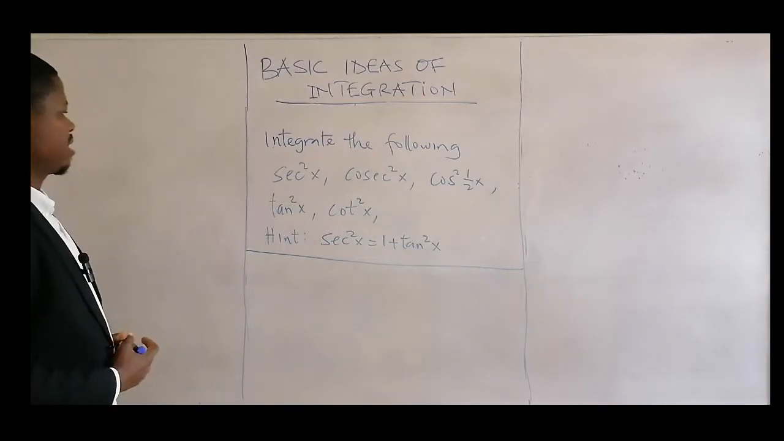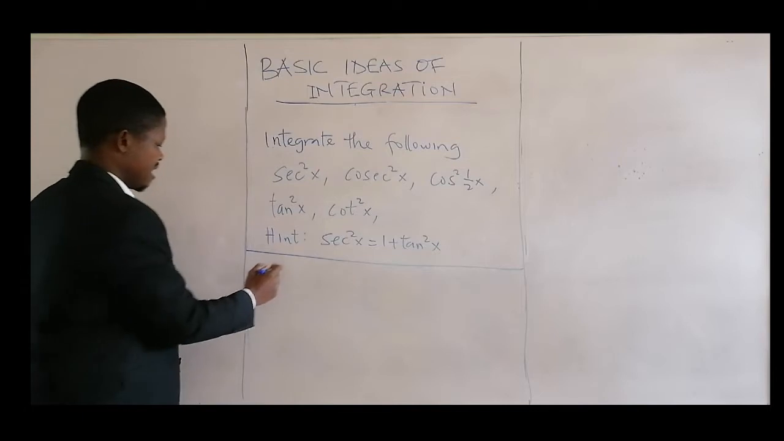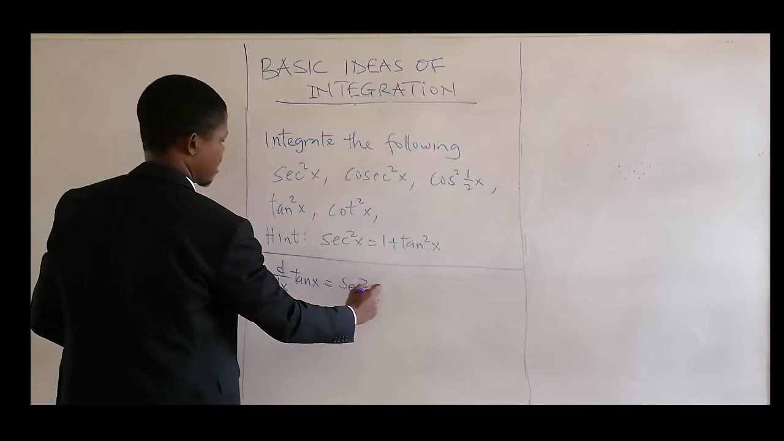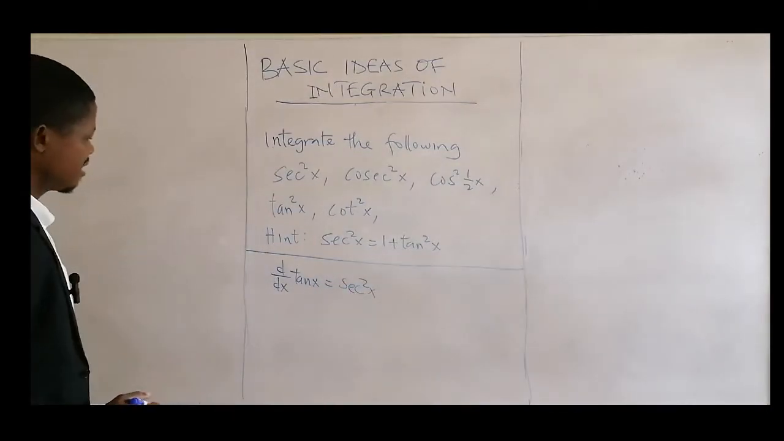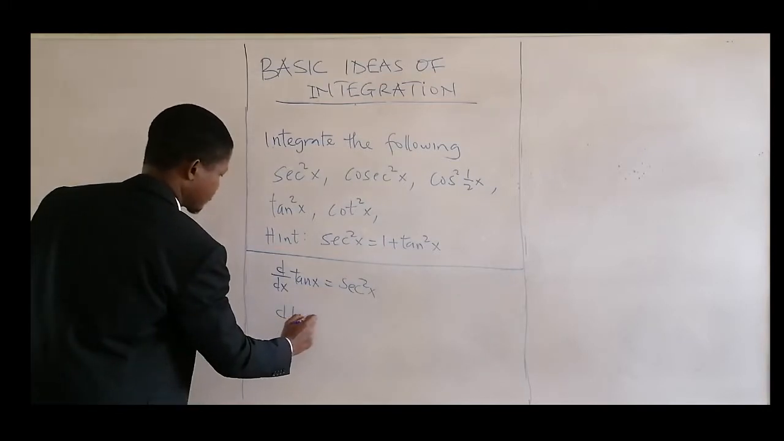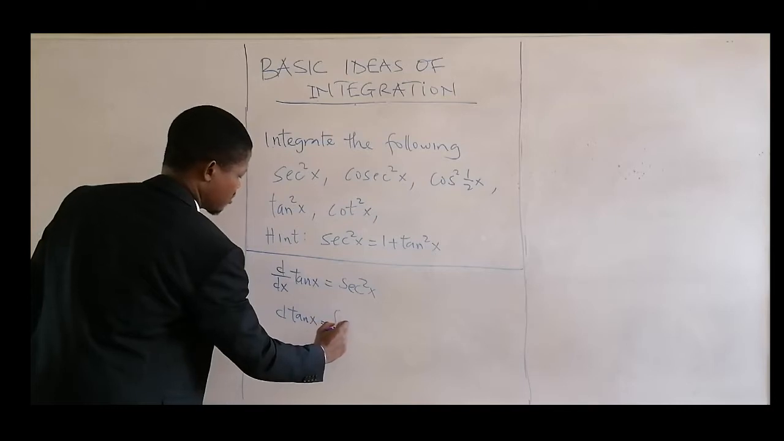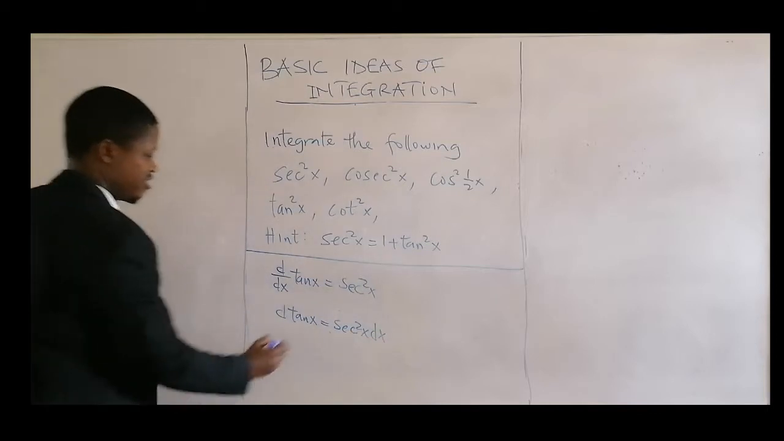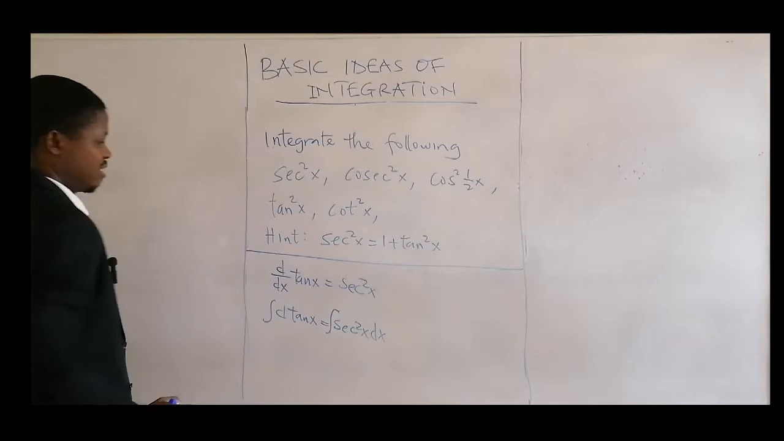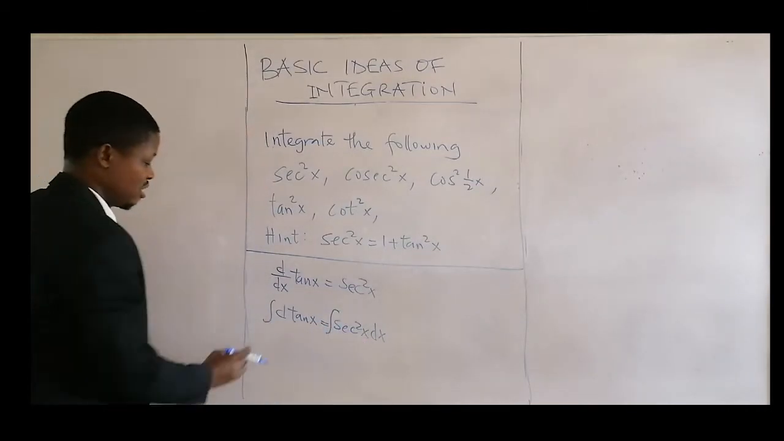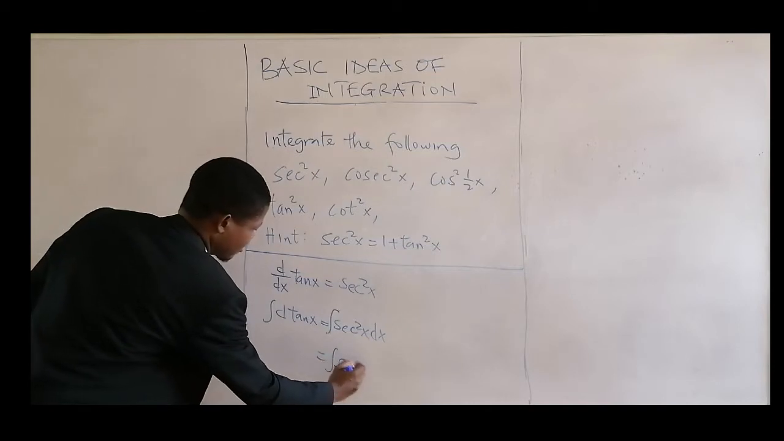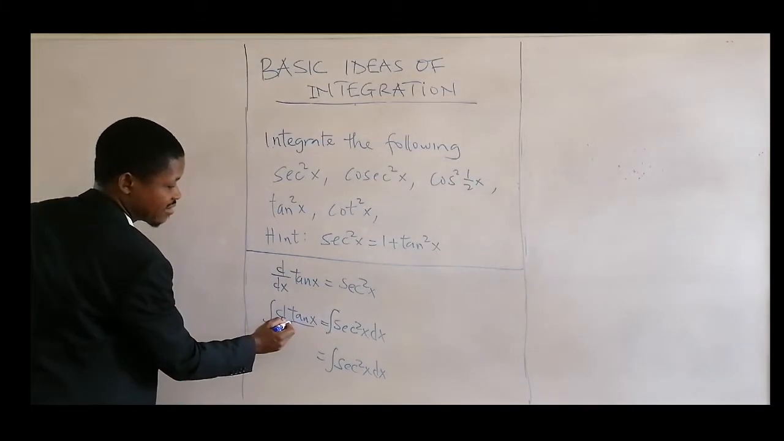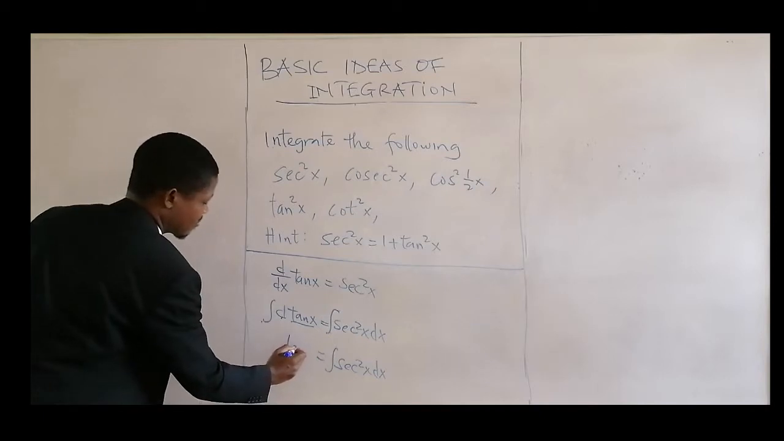What we have to do here, we know that d/dx of tan x will give us what? Sec square x. Then the next thing to do: d tan x equals the integral of what? Sec square x dx. Can we integrate both sides? If you integrate both sides, we now have the integral of sec square x dx, and d of tan x under integration will be what? Tan x.